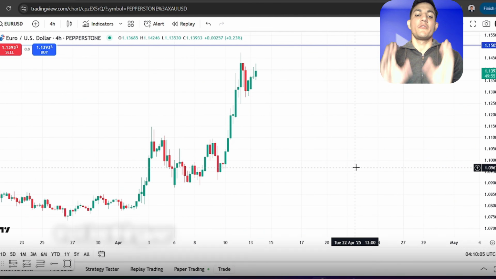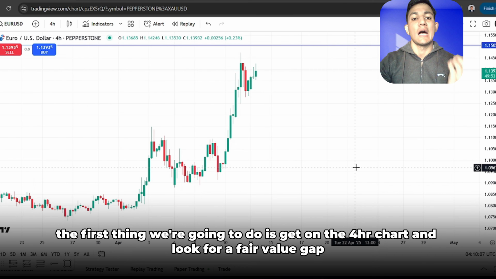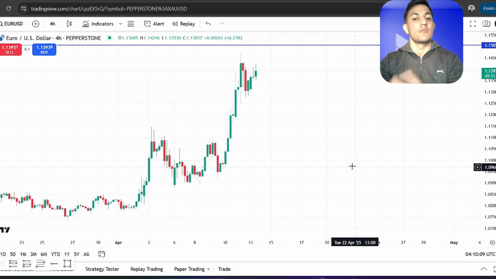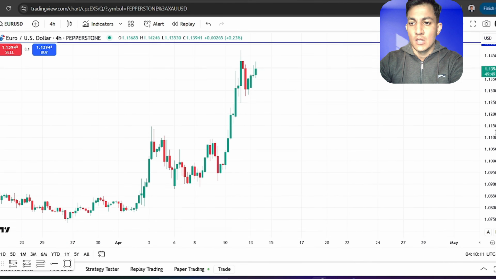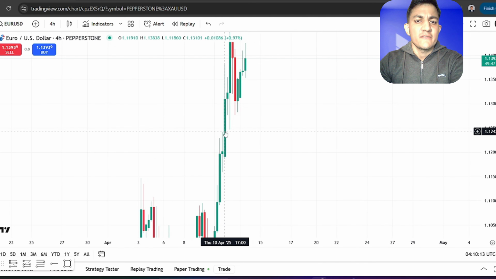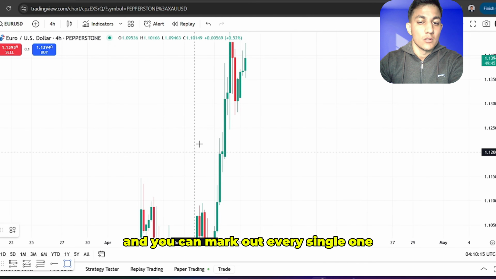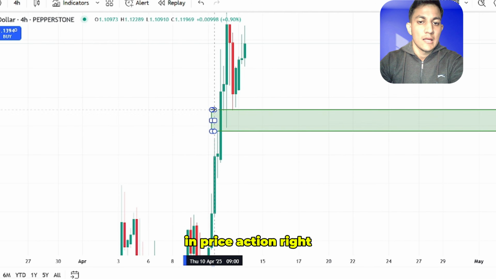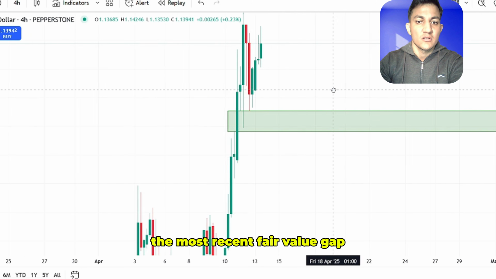Okay, so for this model, the first thing you're going to do is get on the 4-hour chart, and you're going to look for a fair value gap, right? We're going to look at whatever fair value gap forms, and you can mark out every single one, but I'm just going to mark the most recent one in price action, the most recent fair value gap.